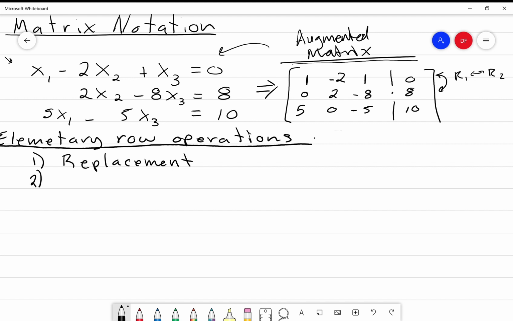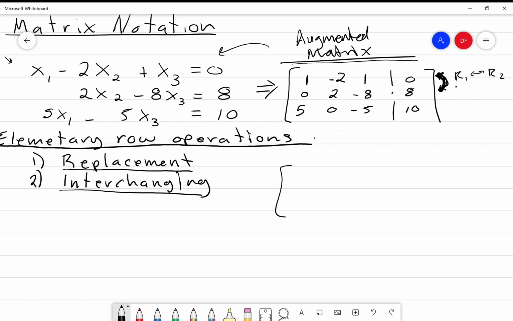The second elementary row operation is called interchanging. So actually, what interchanging is, is this right here. We can interchange this row with this row. Okay? This is what interchanging is actually. Okay? What replacement is, I can do this.